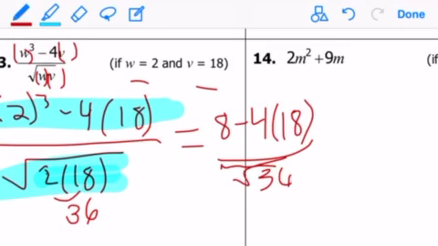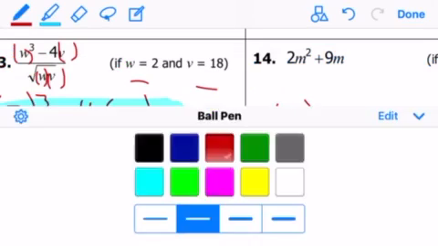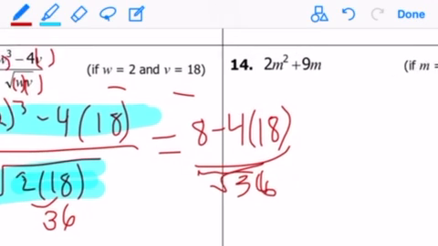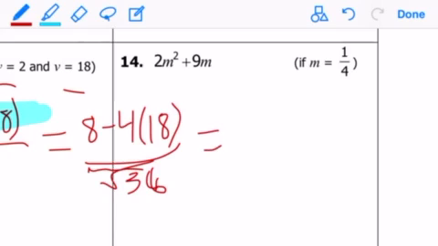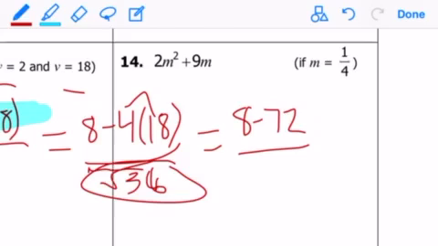Okay. So from here, we still need to simplify the top. So you have to multiply before you subtract. 4 times 18 is 72, so we'll have 8 minus 72. And then we can just take the square root of 36, that's 6.